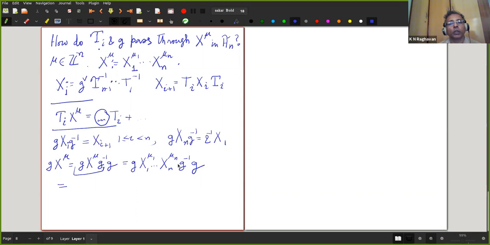So you can write it out as a long product, there is a conjugation on each one of these elements by G, right? X1 becomes X2. So I'll get X2 to the mu1, right? X2 becomes X3. So I'll get X3 to the mu2, and so on. Xn to the mu n minus 1, right? And then this becomes X1 to the mu n, but with a coefficient in front.